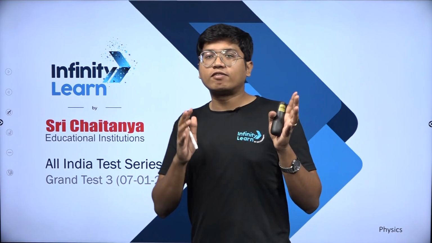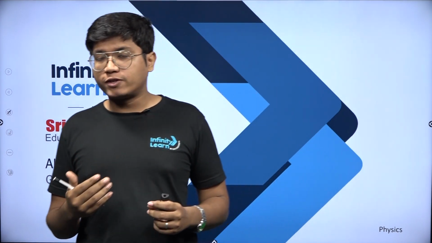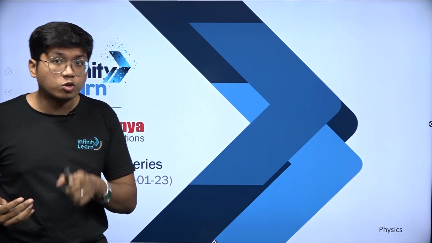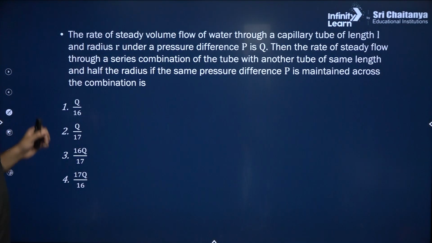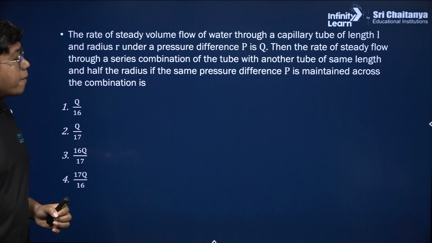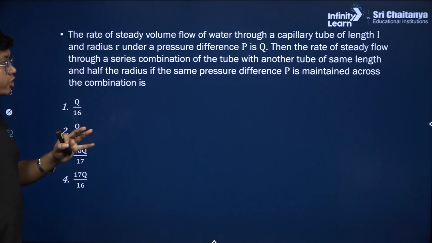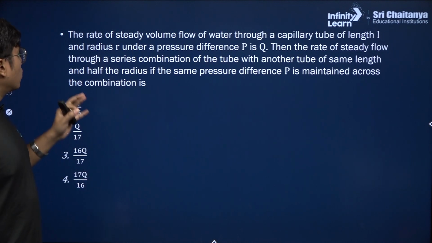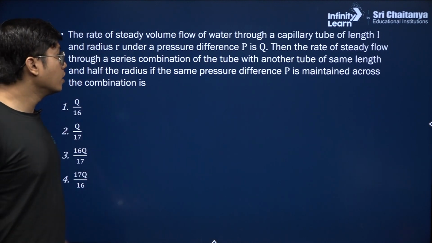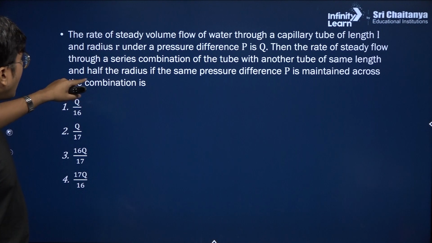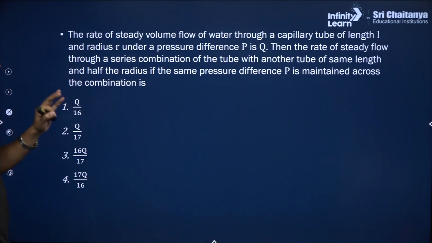Now this was a comparatively easier paper with regards to physics, so let's see what the questions were and how to solve them. First says that the rate of steady volume flow of water through a capillary tube of length L and radius R under a pressure difference P is Q. Then the rate of steady flow through a series combination of the tube with another tube of same length and half the radius, if the same pressure difference P is maintained across the combination.